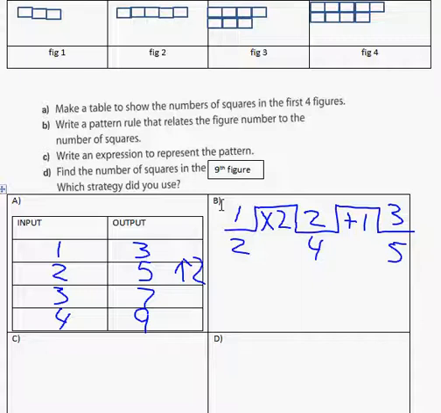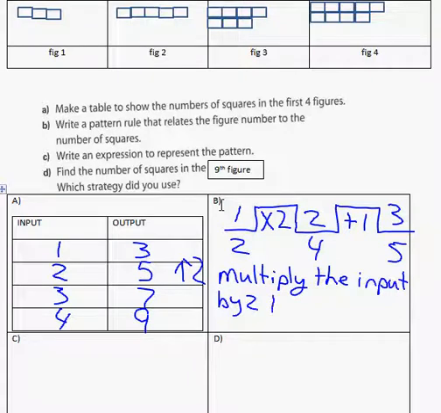So let's write down in a sentence what that means. So the pattern rule is multiply the input by 2, then add 1.